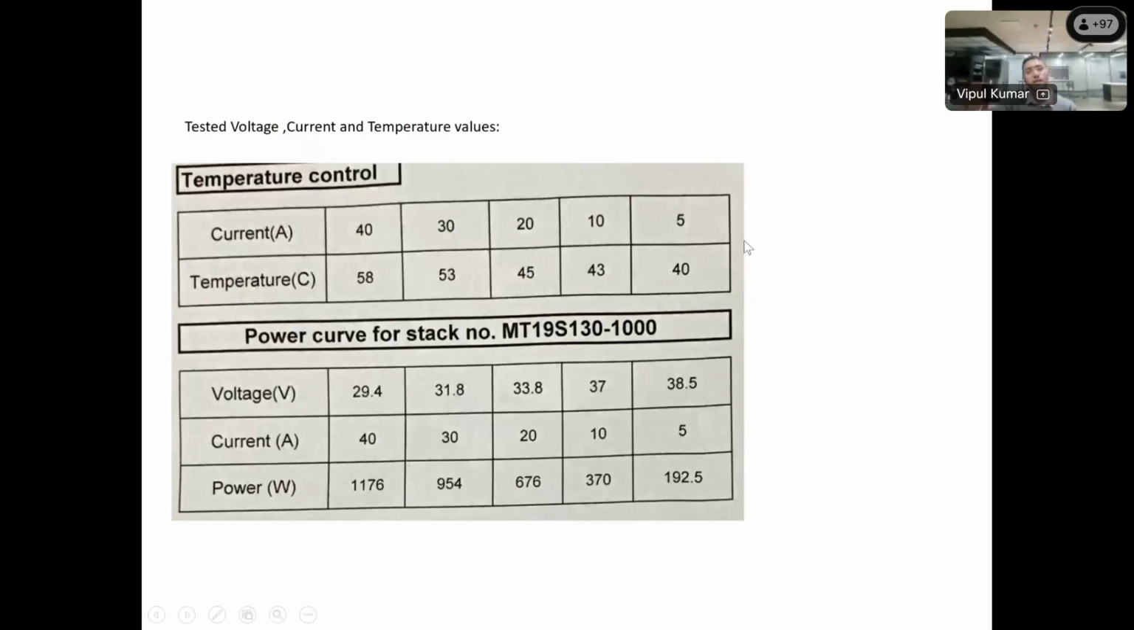So this is the profile of the fuel cell: when we draw the current, what would be the voltage and the power. Like I said, when current is small, like 5 ampere, voltage is 38.5 volt, and if current is 0, it is around 45 volt. So when we draw the current, voltage decreases. You can see at 40 ampere, voltage is 29.4 volt. So when we draw the current, the voltage of that hydrogen output converter will decrease.